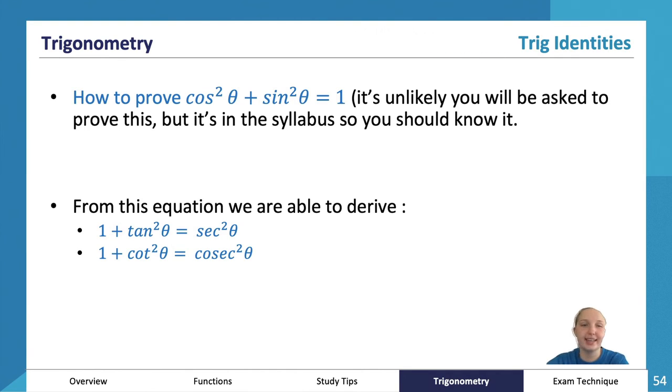Something else to know with trig is about trig identities. Looking at how to prove cos squared theta plus sine squared theta equals 1 is actually one of your syllabus points. I'm going to say it's pretty unlikely that you're going to be asked to actually prove this. I've never personally seen it in a question, but it is in the syllabus, so you do need to know it. And then from that equation, you can derive the other trig identities, that 1 plus tan squared theta equals sec squared theta, and 1 plus cot squared theta equals cosec squared theta.